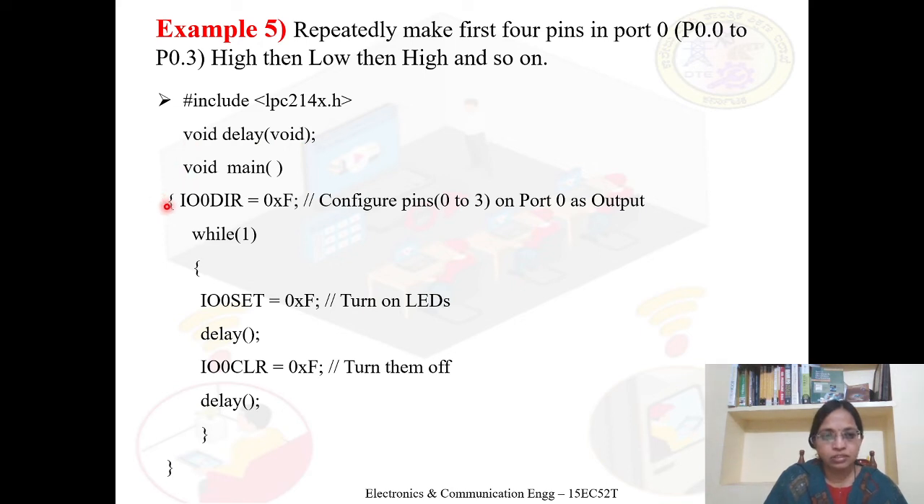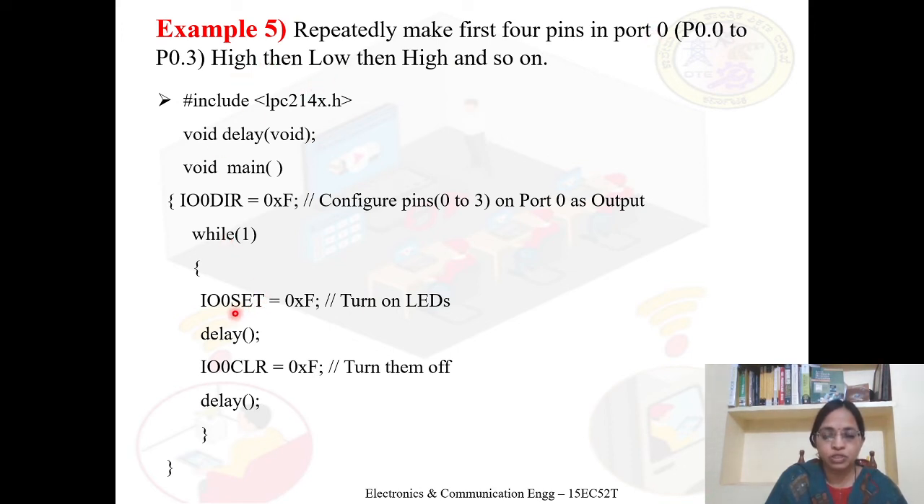And then let us write the main program. The first thing we have to do is set all these 4 pins. First they should be declared as output pins. So first we have to write the value into which register? Into the DIR register. What is the value? 0xF. What will this line do? It will make pins 0 to 3 output pins. Then on these pins we have to produce high and low.